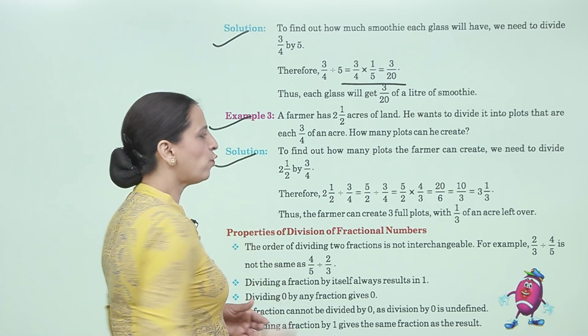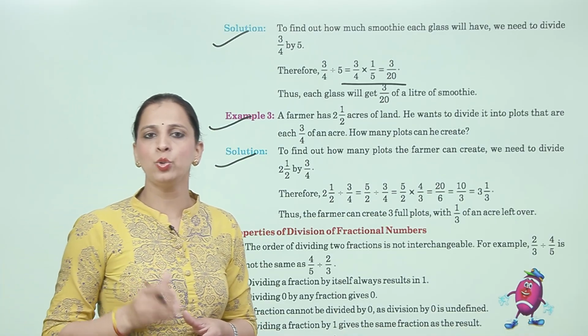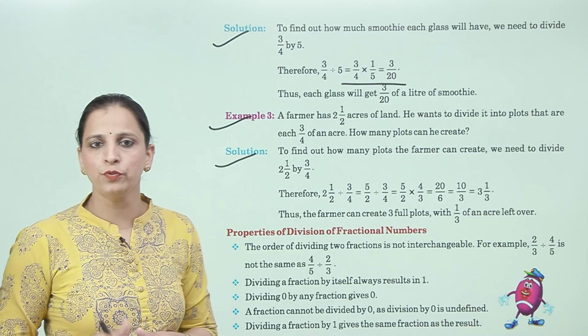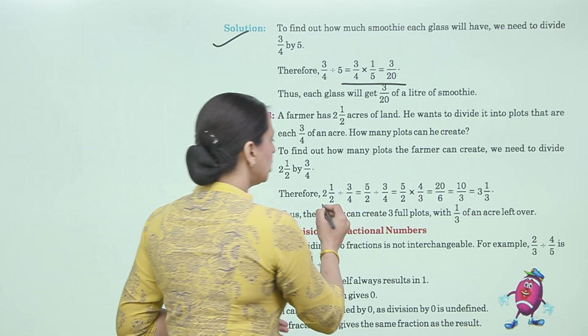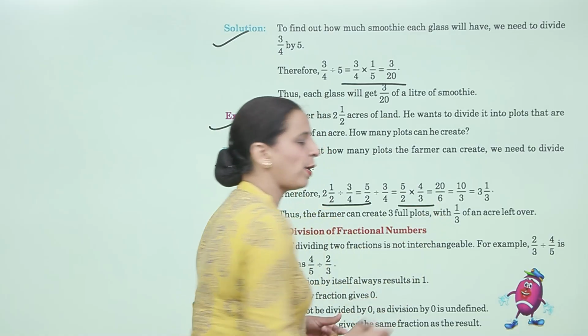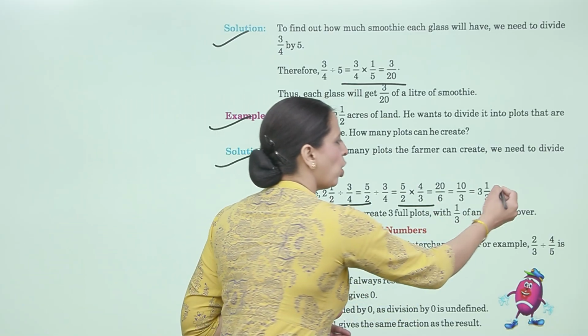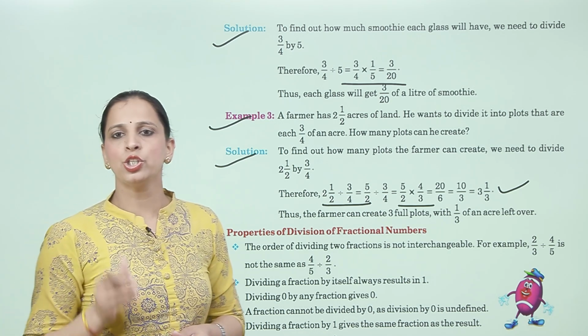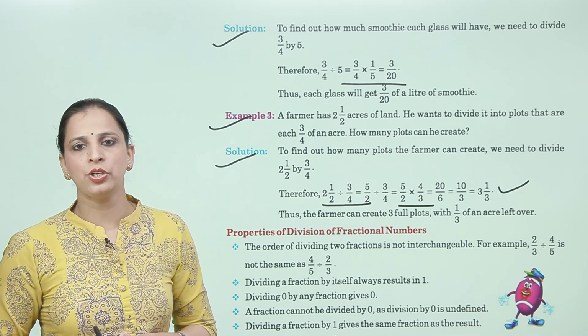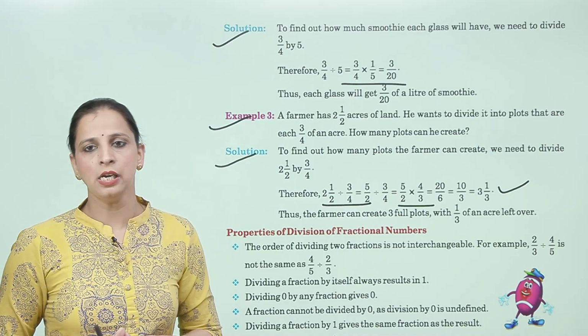Now, solution. To find how many plots the farmer can create, we need to divide 2 1/2 by 3/4. Therefore, 2 1/2 divided by 3/4 is 5/2 divided by 3/4, that is equal to 5/2 multiplied by 4/3, that is 20/6, or 10/3, which is 3 1/3. Thus, the farmer can create 3 full plots with 1/3 of an acre left over.